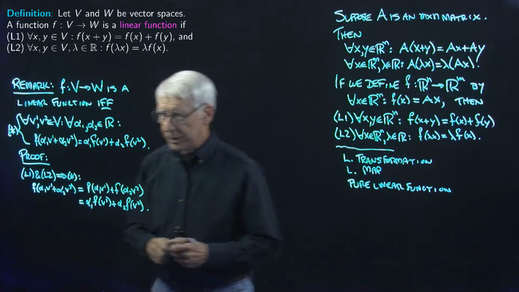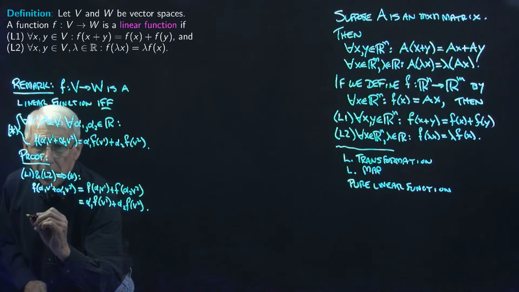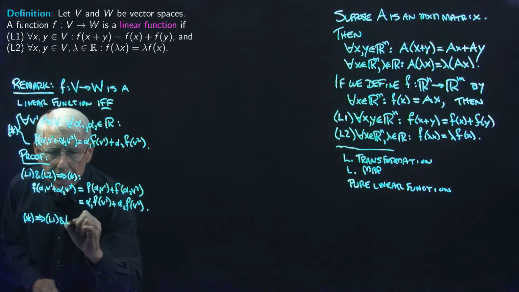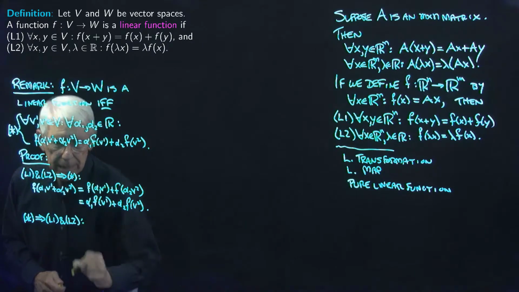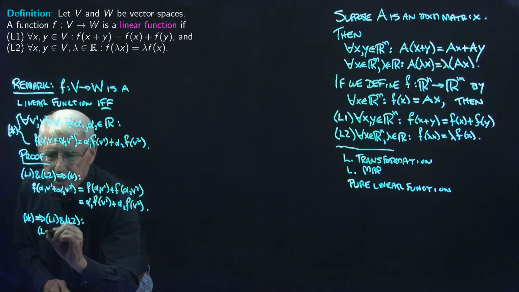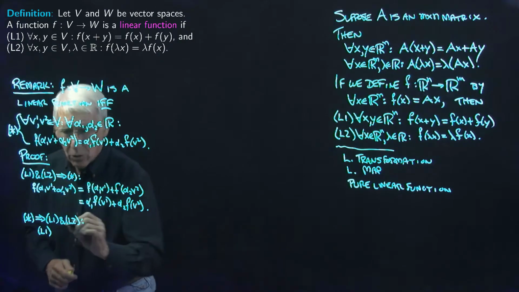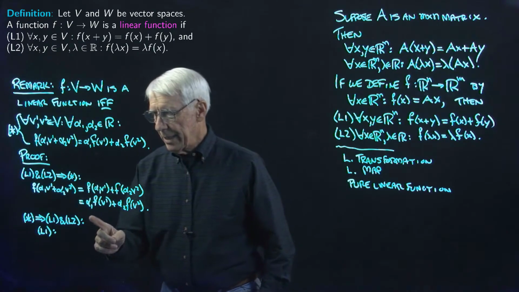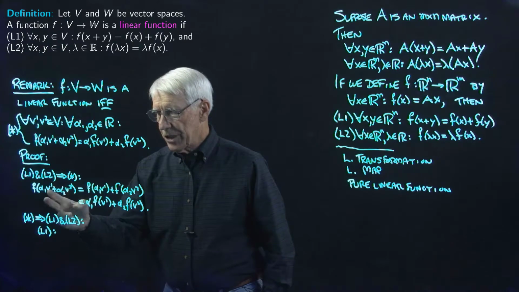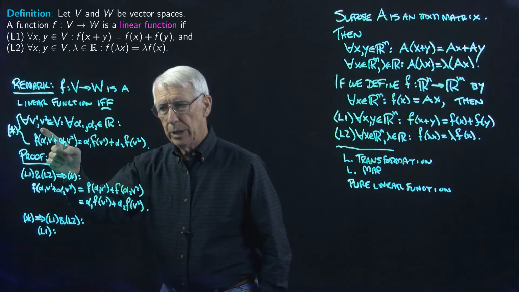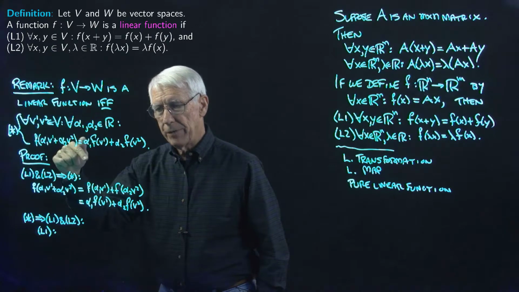And now let's go the other direction. Let's show that the star property will imply L1 and L2. And so let's first show that it guarantees L1. And of course, for L1, what I need to show is that f of the sum of two vectors, f of v1 plus v2, is equal to f of v1 plus f of v2.